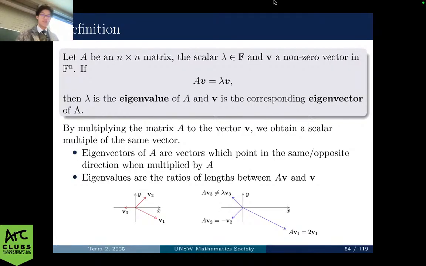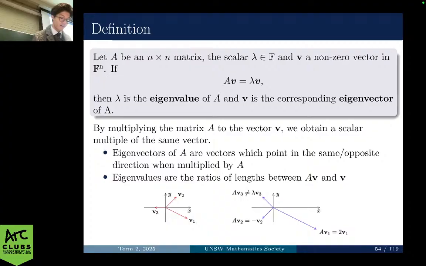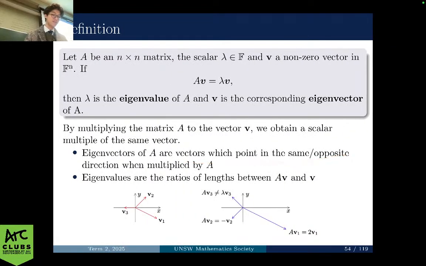Hi, everyone. So, let's begin right away on eigenvalues and eigenvectors. I'll try to be as fast and concise as possible. In terms of defining what an eigenvalue and an eigenvector is, we can think of eigenvectors, as stated here, as vectors which point in the same or opposite direction when you multiply them by a matrix A. So when we multiply our eigenvector v by A, we still get a scalar multiple of v. And that scalar is the eigenvalue lambda.